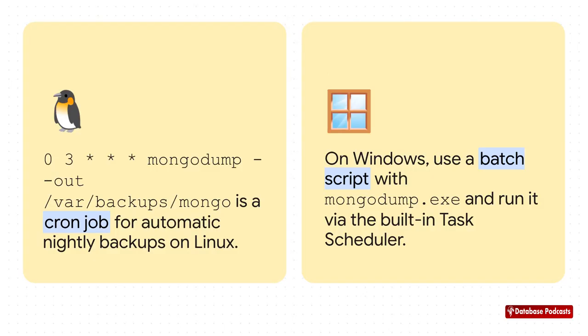On systems like Linux or macOS, the classic tool for the job is cron. You can set up a simple line, like the one you see here, to run your mongodump command every single night at 3 a.m. If you're on Windows, you'd put your command into a simple batch file and then use the built-in Task Scheduler to tell Windows to run that script on whatever schedule you want.